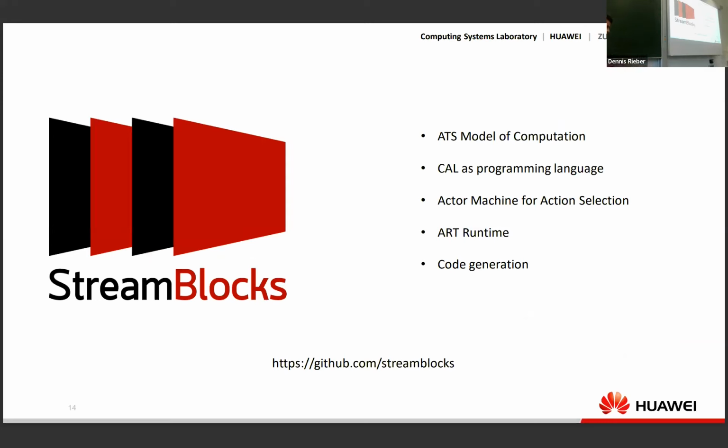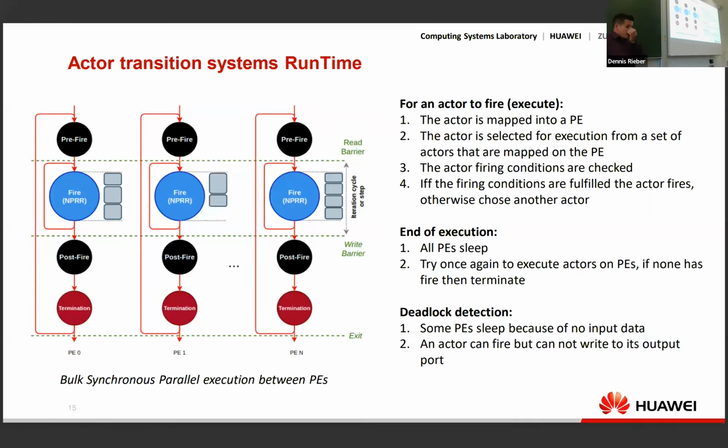So this paper is based on Streamblocks. Streamblocks is an open source compiler, and it has been developed by me and other people at EPFL. This compiler supports the ATS model. It uses Cal as its programming language. It supports the actor machine, so it generates actor machines. It uses the runtime, which I'm going to present next, and it gives you source code generation. So it does software, which this talk is about, but you can also do high-level synthesis. So, the runtime.